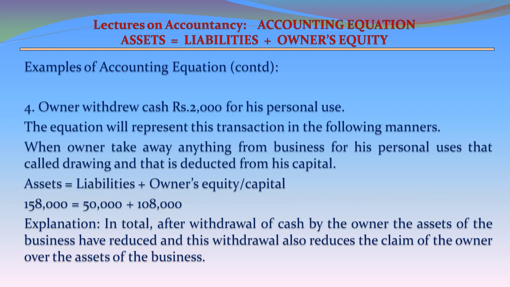4. Owner withdrew cash 2,000 for his personal use. The equation will represent this transaction in the following manner. When the owner takes away anything from the business for his personal use, that is called drawing and it is deducted from his capital. Assets is equal to liabilities plus owner's equity less drawings: 158,000 is equal to 50,000 plus 108,000. Explanation: after withdrawal of cash by the owner, the assets of the business have reduced, and this withdrawal also reduces the claim of the owner over the assets of the business.